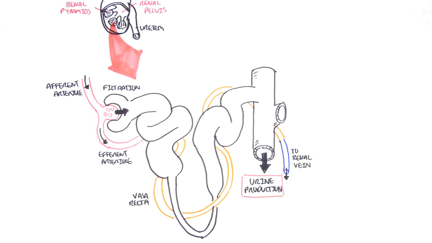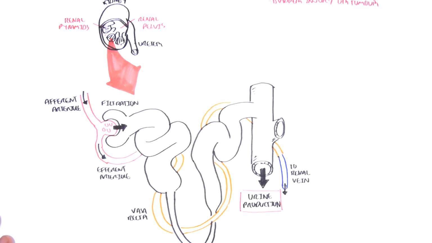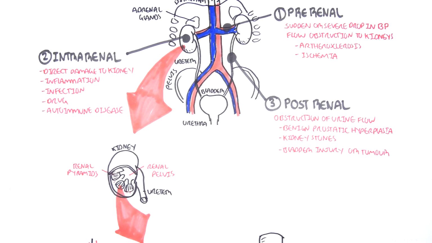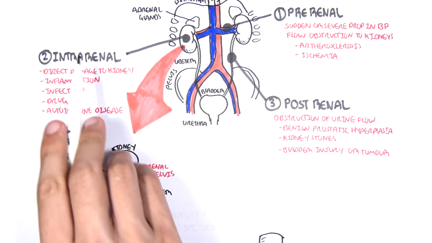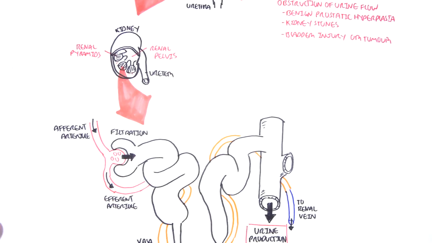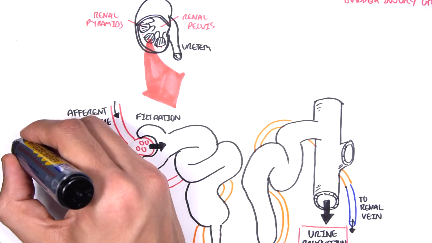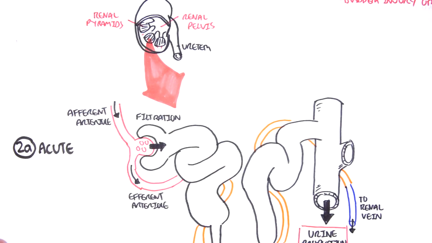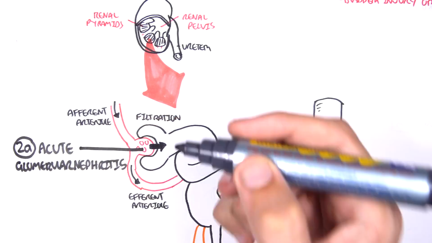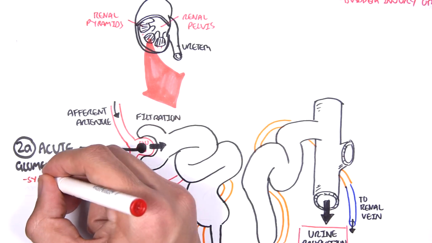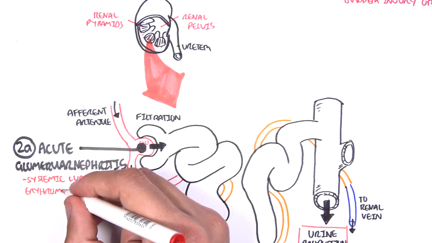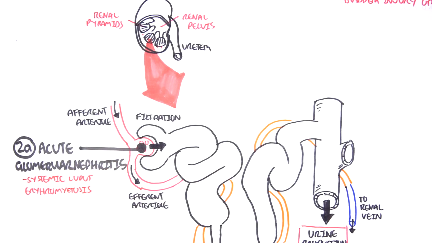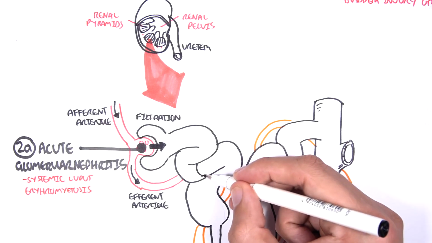Okay, now let's just recap the three main causes of acute renal failure. We have pre-renal, intrarenal, and post-renal. We will mainly focus on intrarenal. Now, in intrarenal causes, there's actually four main types. We can have acute glomerular nephritis, and this is literally inflammation of the glomerulus. One of the main causes of acute glomerular nephritis is an autoimmune condition known as systemic lupus erythematosus.